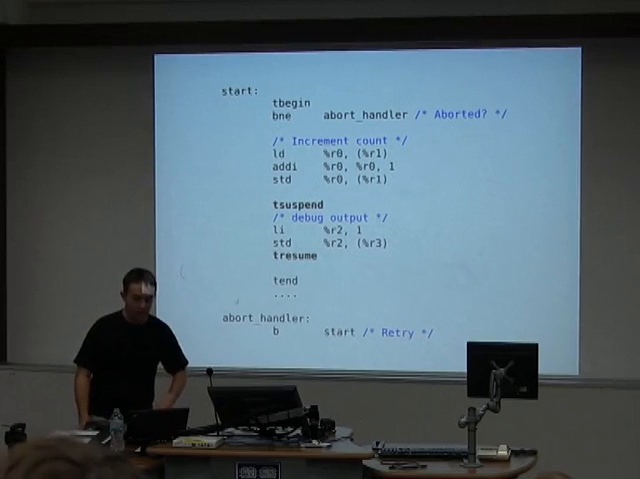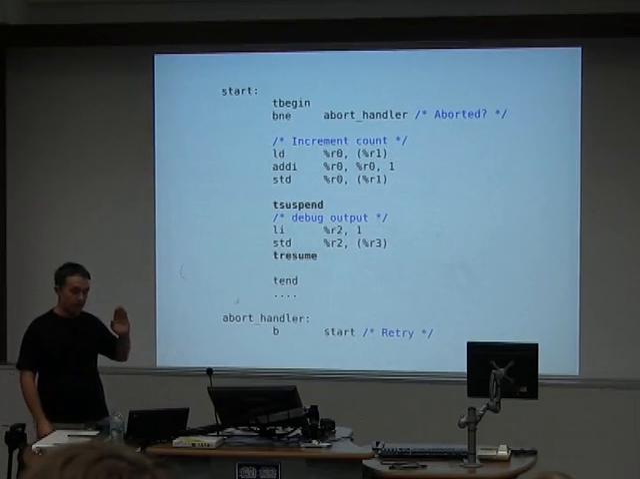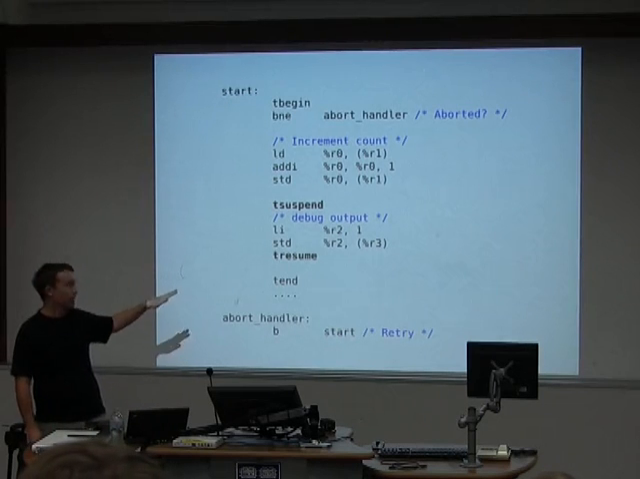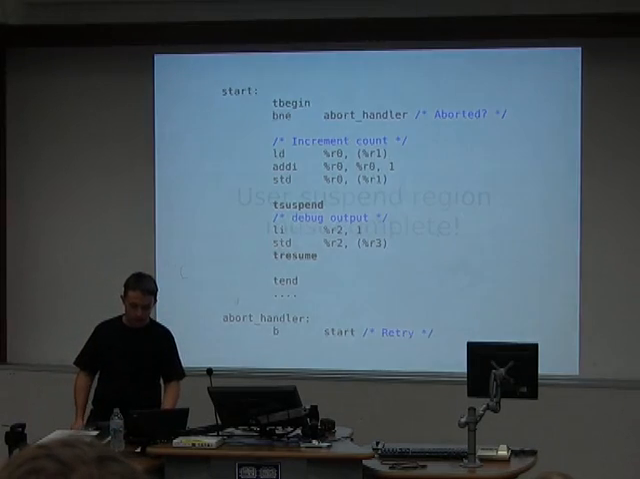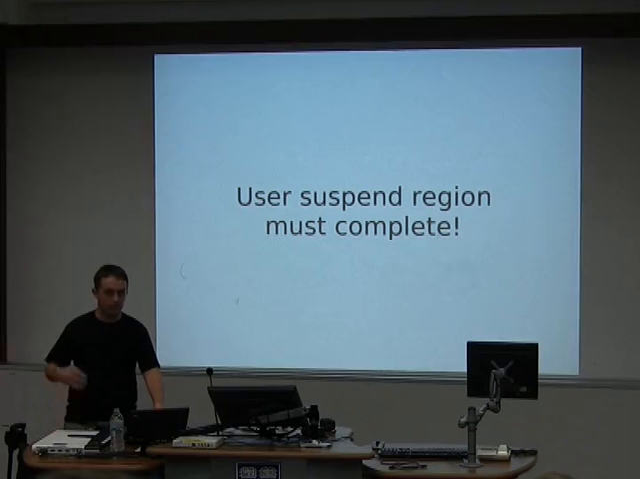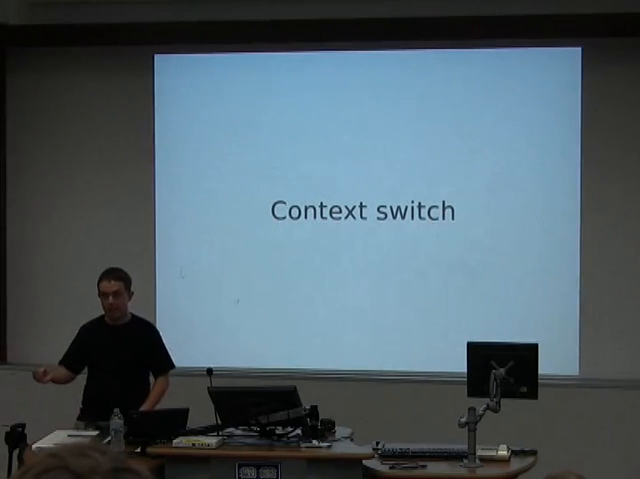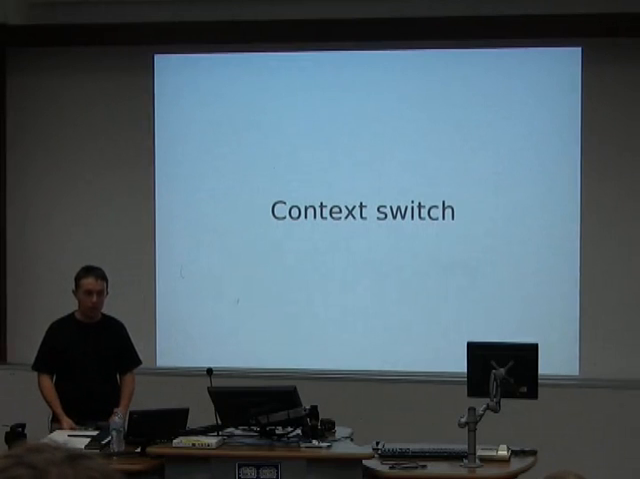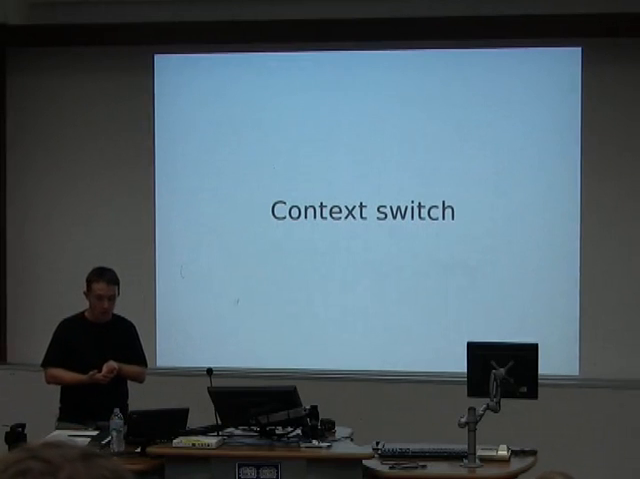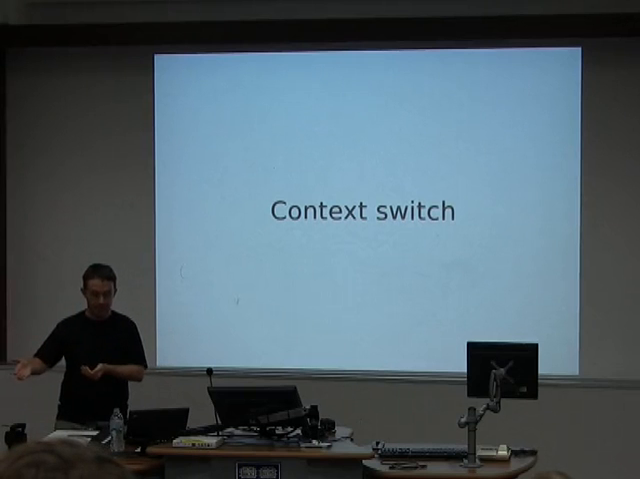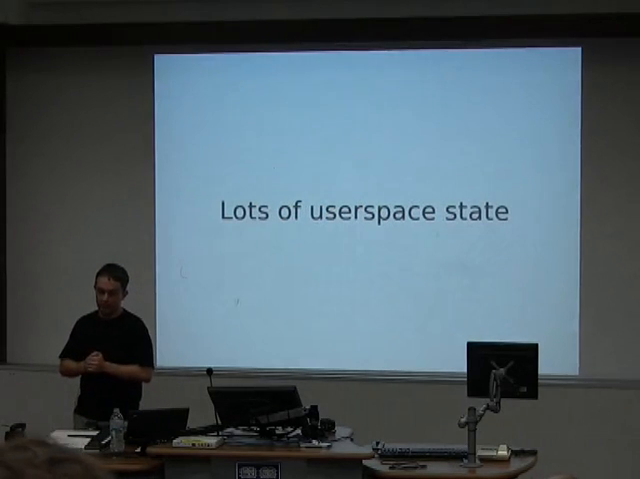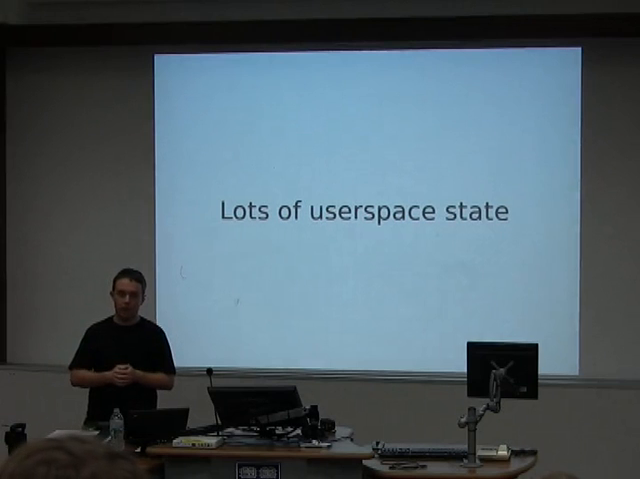So, where was I? The user suspend regions must complete. Once you get to the tresume, you can then roll back at that point. That's perfectly fine, but you can't roll back until you get to the tresume if you've already hit the tsuspend. So that's what I'm saying. User suspend regions must complete, much like the kernel one. Now, this has some interesting implications for context switching, because if you get a context switch in the middle of one of these, the kernel can't just automatically roll back all the state for you and go back to the abort handler. It must actually now go and save this speculated state and the checkpointed state and save that away somewhere. So this is a bunch of extra user space state, and this has implications for things like uContext.